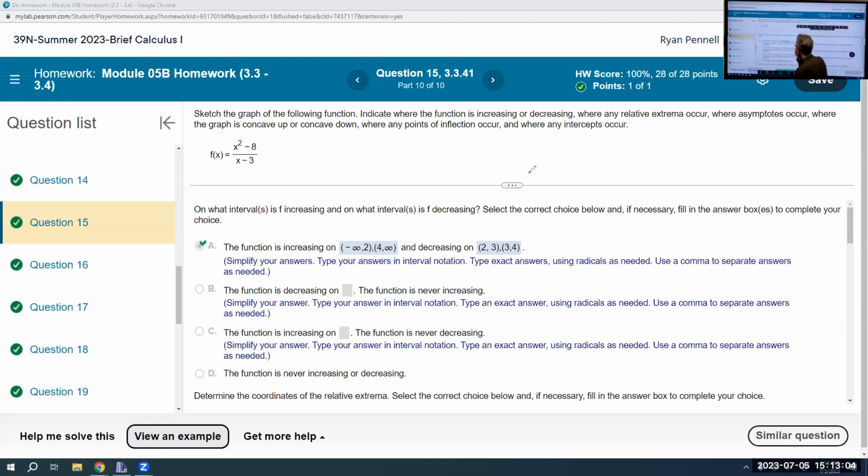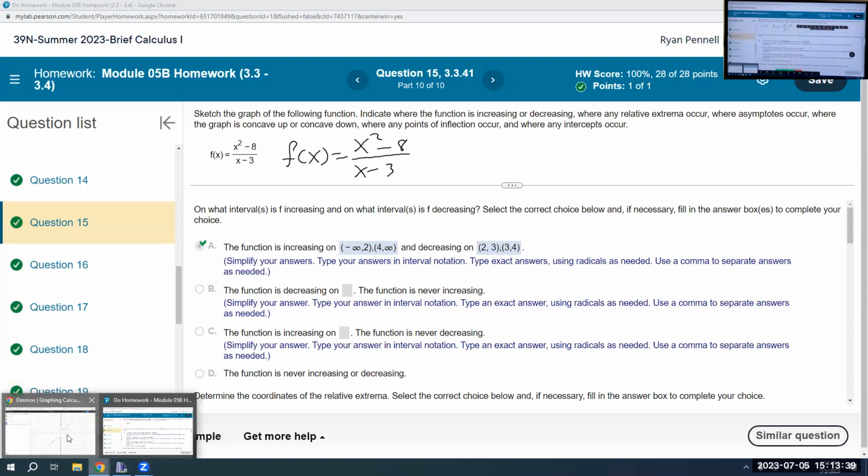The first part says, on what intervals is f increasing or decreasing? Really we should take the derivative of this function, set it equal to 0, and find that. If we want, we can just use the graphing calculator to help us along. I think that's how I'm going to do it, because it would be the most efficient for your time. A lot of this has to do with visuals.